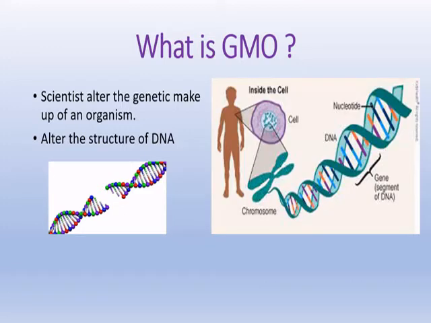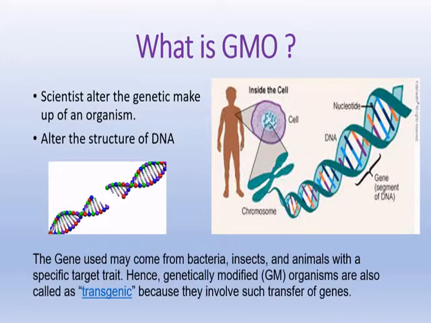Inside the cell nucleus, you find the chromosomes. As humans, we've got 46 chromosomes. Inside the chromosome, you find the DNA. They take the DNA and they change a gene segment of the DNA. In other words, a section of the DNA called a gene, they change that by inserting a gene with a required trait into that DNA. The gene that they use may come from bacteria, from insects, from animals, but it contains a specific target trait.